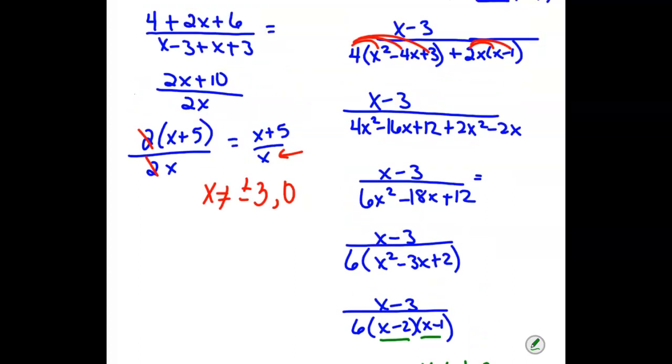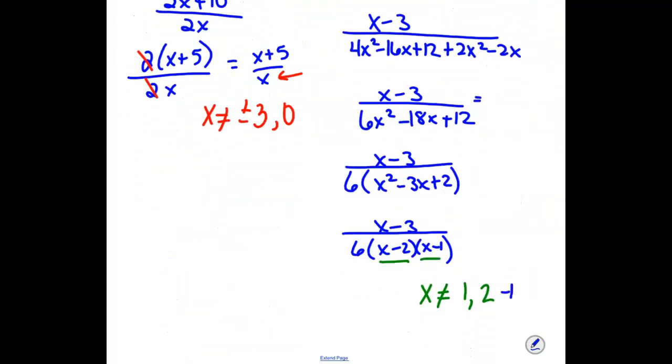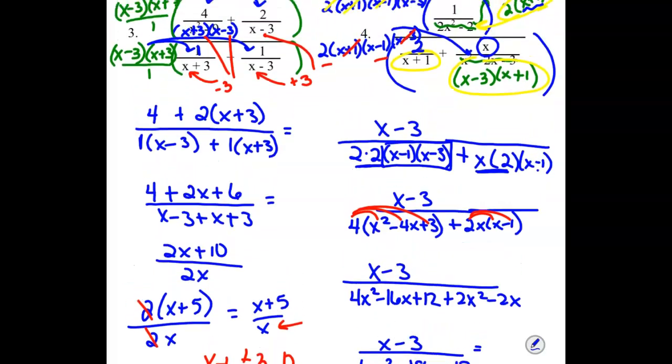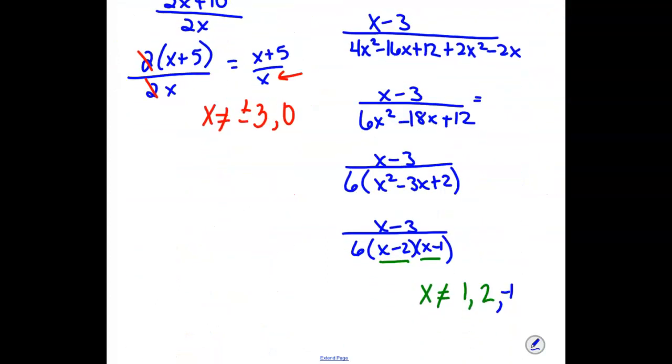Going back to all of our little denominators from our initial question, we can't have a negative 1 or a positive 1. We've already taken care of the negative 1. We also can't have a 3 from that. So our answer would be x minus 3 divided by the quantities 6 times x minus 2 times x minus 1. And our restrictions are x cannot be 2, 1, negative 1, and 3.